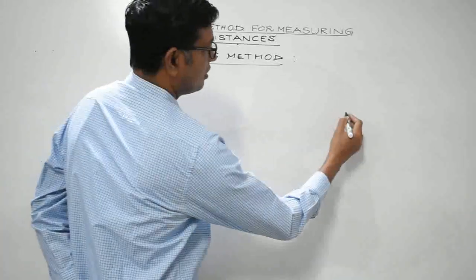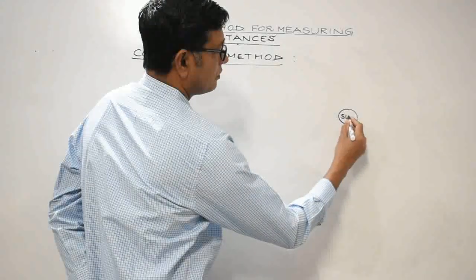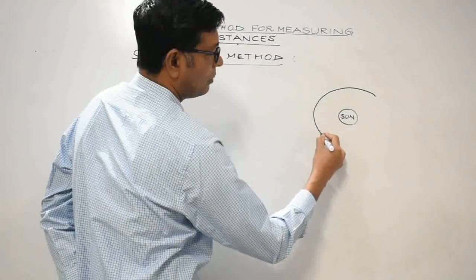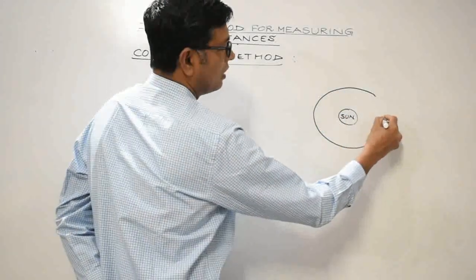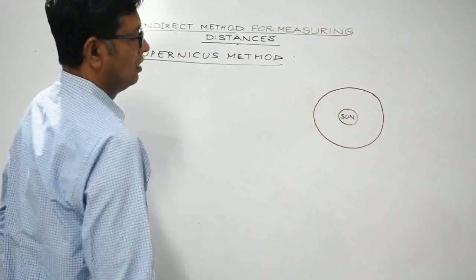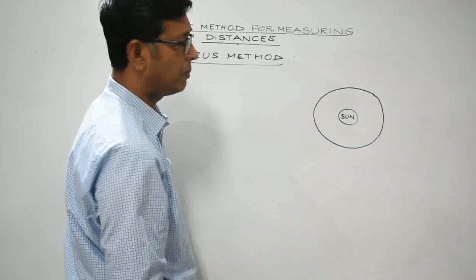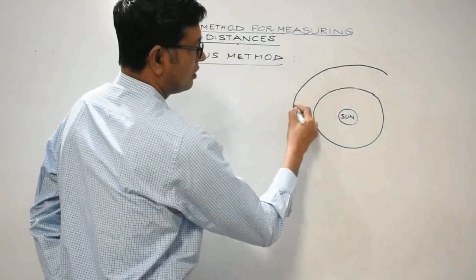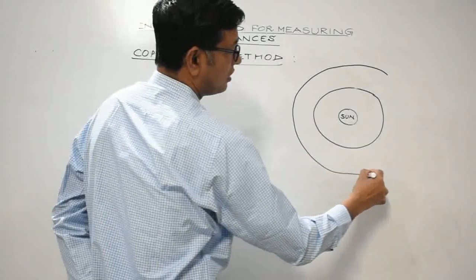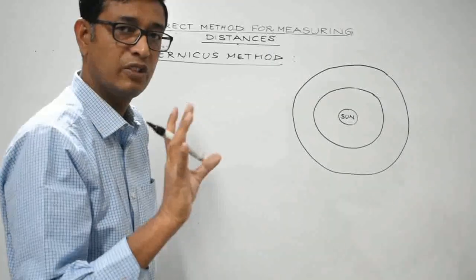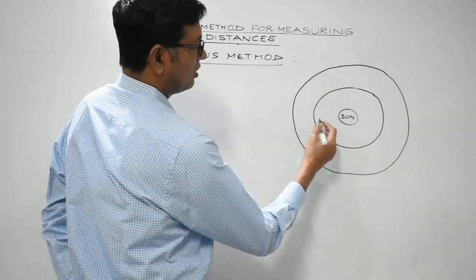So this is suppose the sun, and this is a perfect circular orbit. Actually all the planets revolve around the sun in elliptical orbit. But Copernicus method is based on this assumption. This is the orbit of an inferior planet, say, and this is suppose the orbit of Earth, which is again, I must say, assumed to be circular. Actually it is elliptical, but here we will assume it to be circular. So this is any planet.